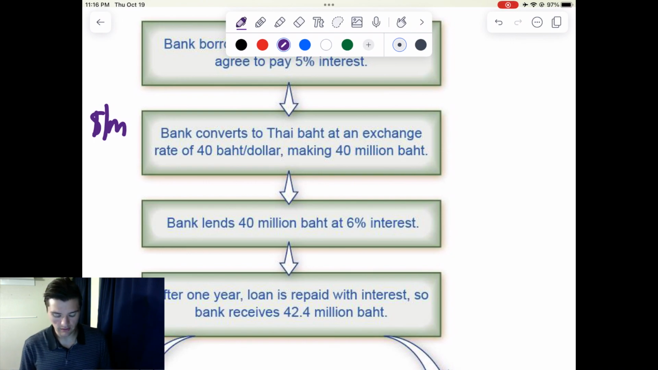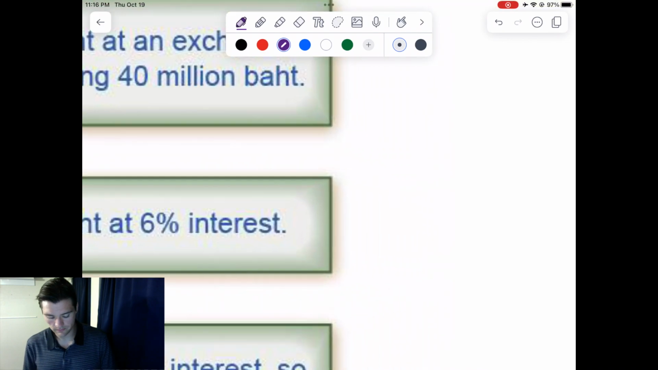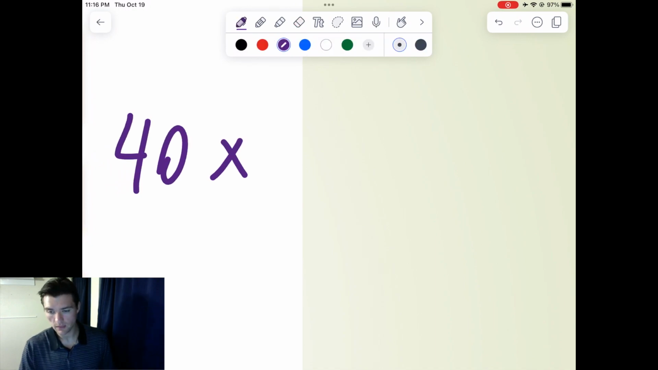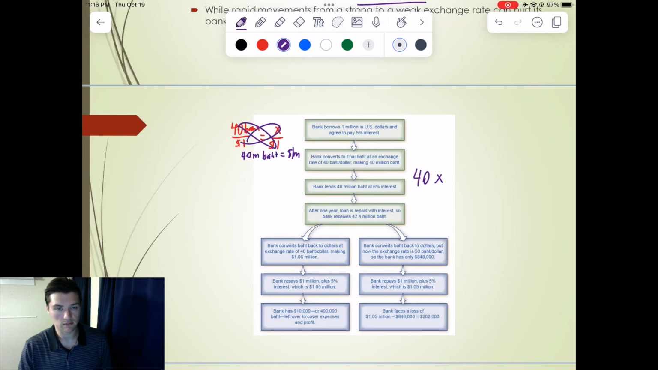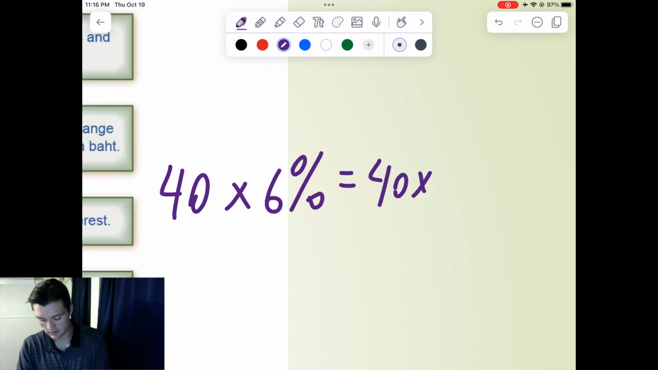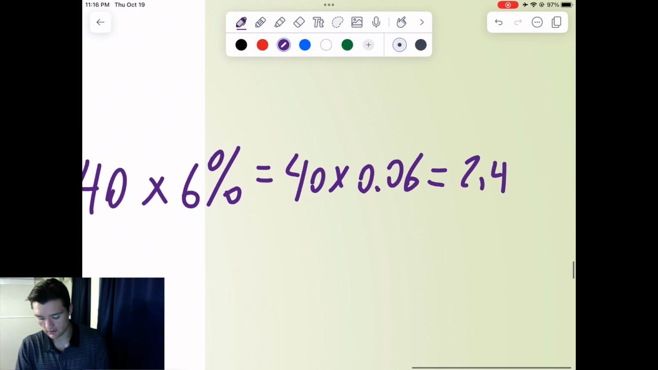If you don't know how they got there, all you need to do is 40 million baht times the interest. So you should do 40 times 6%. So that should be 40 times 0.06, which should equal 2.4. So this is your total interest.